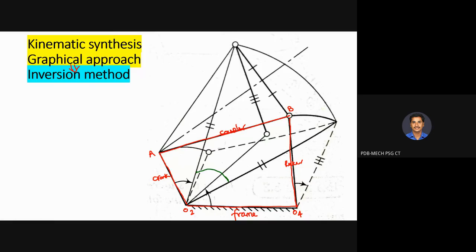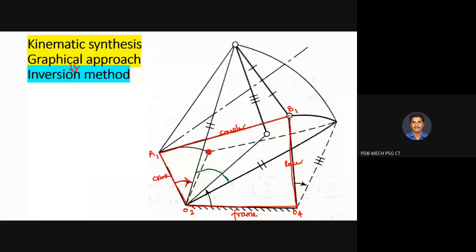Now I'm going to rotate my crank to a certain angle in the clockwise direction. For example, A is initially here, that is the initial position. Now I'm going to rotate this crank to some angle in the clockwise direction. Now tell me, what is this point? The red dotted circle. The initial position, let me denote it as A1, B1, because it is the initial position.